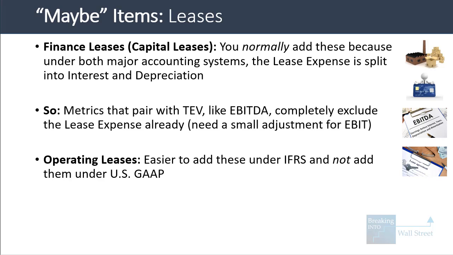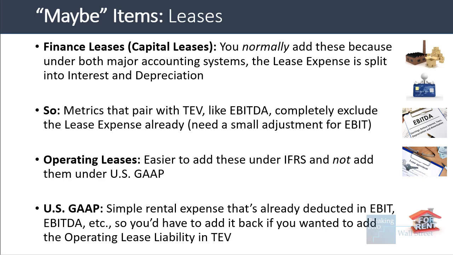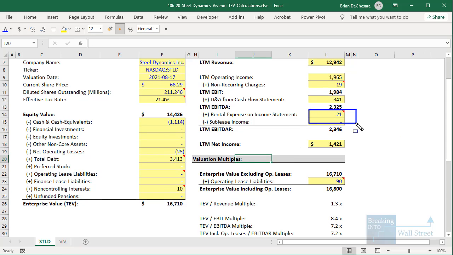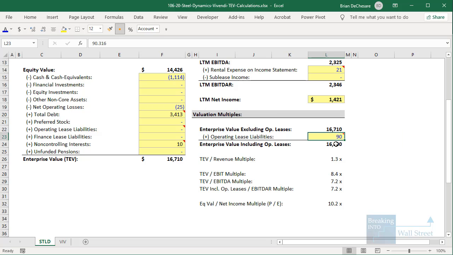With operating leases, it's easier to add these to enterprise value under IFRS and then not add them under US GAAP. Under US GAAP, operating leases just have a simple rental expense that's already deducted in EBIT, EBITDA, and so on. And so you'd have to add it back if you wanted to add the operating lease liability in enterprise value. For example, for Steel Dynamics, the company has around $21 million in rental expense on its income statement. It has an operating lease liability of around $90 million.